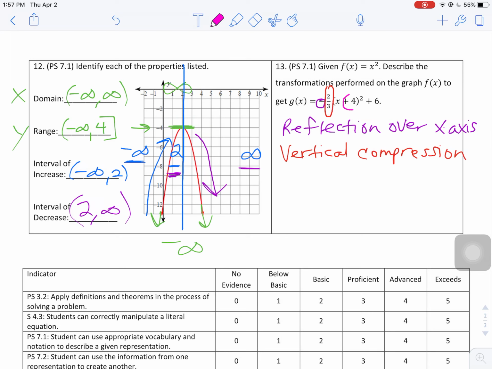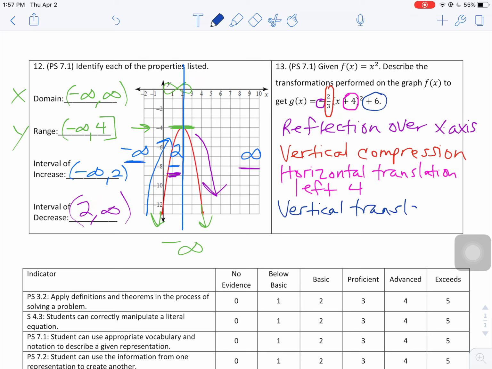That +4 is inside the parentheses. So those are always our horizontal translations, and they're always the opposite of what we think they should be. So horizontal translation left 4. And then that last one, that's a vertical translation, and those are as they should be, meaning up is positive, down is negative. So vertical translation up 6.